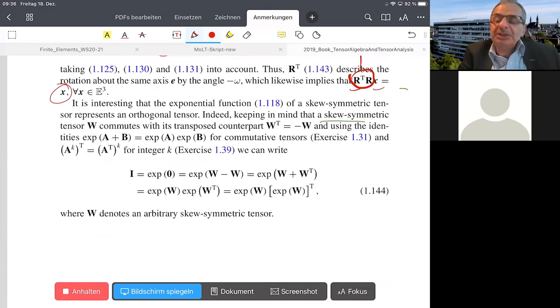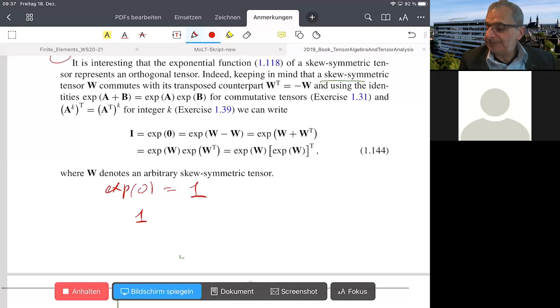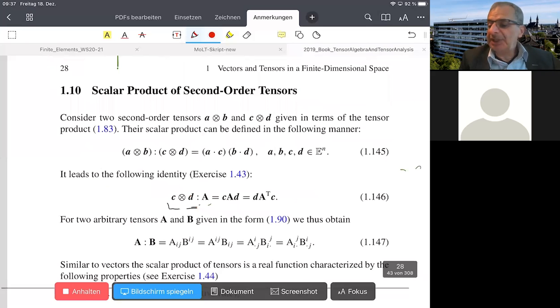And as I mentioned last time, we will see also this connection next semester if we discuss this eigenvalue problem, because we will see today also that eigenvalue of skew symmetric tensor is 0, and eigenvalue of orthogonal tensor is 1 plus or minus. But if you take exponential of 0, it will be exactly 1, which also shows this connection between these two tensors. Then we started with you discussing scalar product.